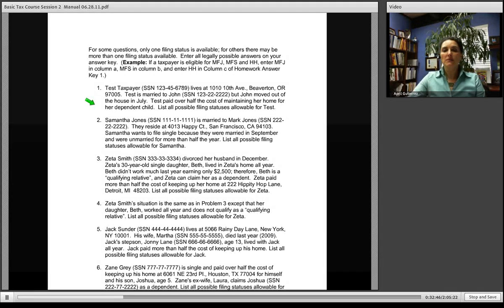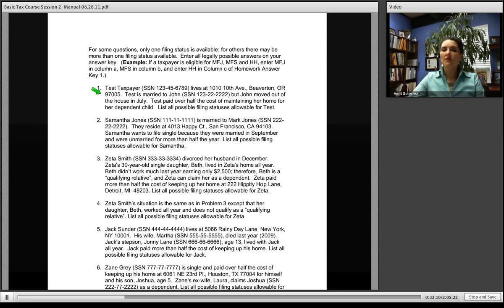Test taxpayer lives at 1010 10th Avenue in Beaverton. Test is married to John, but John moved out of the house in July. Test paid over half the cost of maintaining her home for her dependent child. List all of the possible filing statuses available for Test. So she's married, but her spouse moved out in July. So what are the possible filing statuses?